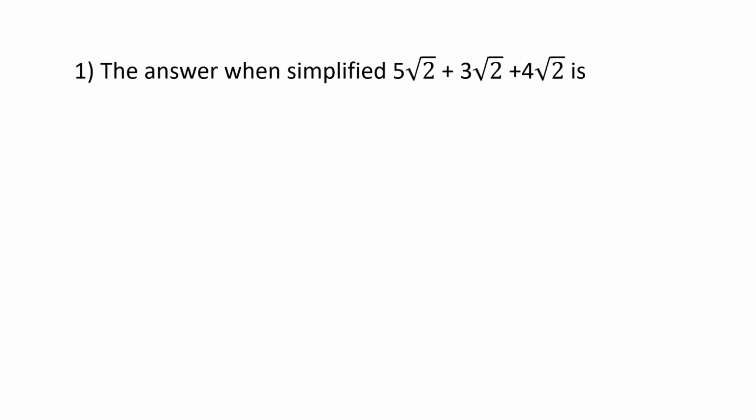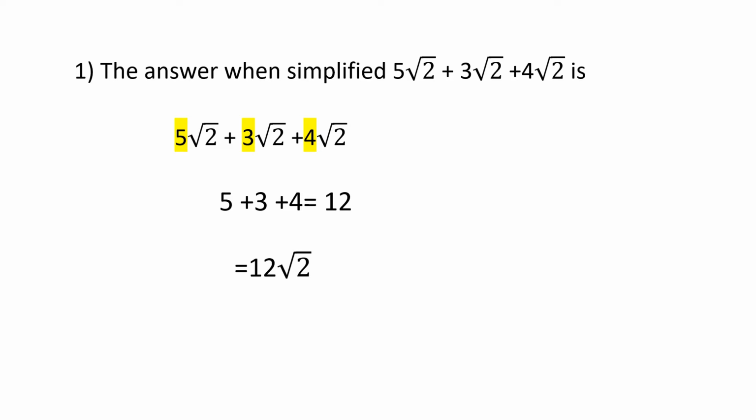We will see the first question. The answer when simplified 5 root 2 plus 3 root 2 plus 4 root 2. As you know, the surd parts of all the above terms are equal. You have to add only the whole numbers. That is 5, 3 and 4. 5 plus 3 plus 4, the answer is 12. Therefore, the answer for the above expression is 12 root 2. From the given answers, the answer is answer 4.